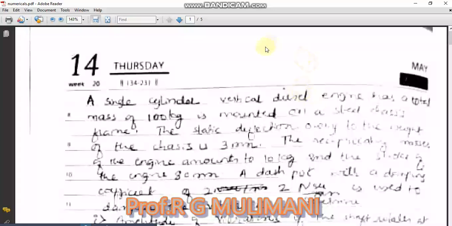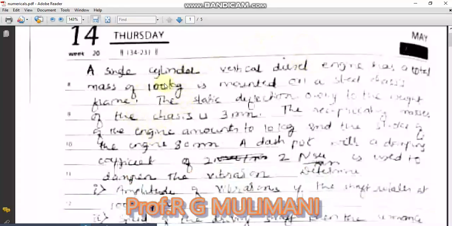Okay, let us consider the first problem. A single cylinder vertical diesel engine has a total mass of 100 kg. Total mass of the engine, 100 kg, is mounted on a steel chassis frame. The static deflection owing to the weight of the chassis is 3 millimeters. The static deflection of the chassis when it is loaded is given here. The reciprocating masses of the engine amount to 10 kg.